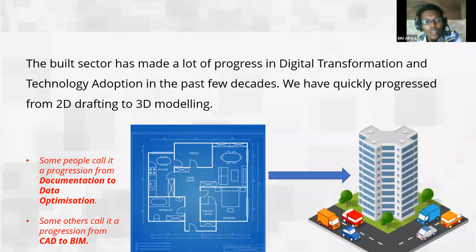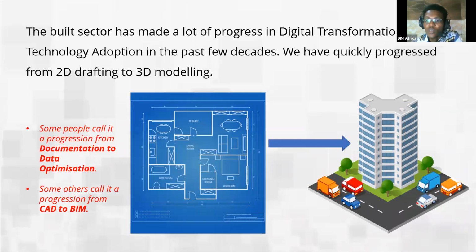So if you look at the build sector, you see that we've made a lot of progress in digital transformation and technology adoption in the past few decades. We have quickly progressed from just 2D drafting to 3D modeling. Some people call it a progression from documentation to data optimization. Some others call it a progression from CAD, which is computer-aided design, to BIM, which is building information modeling, right? But because these are all generic words today, they tend to mean the same thing.